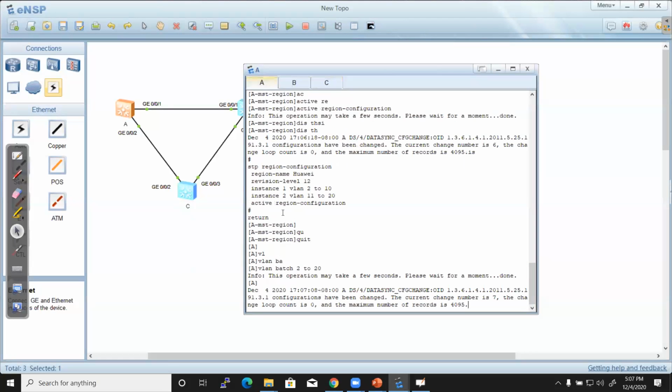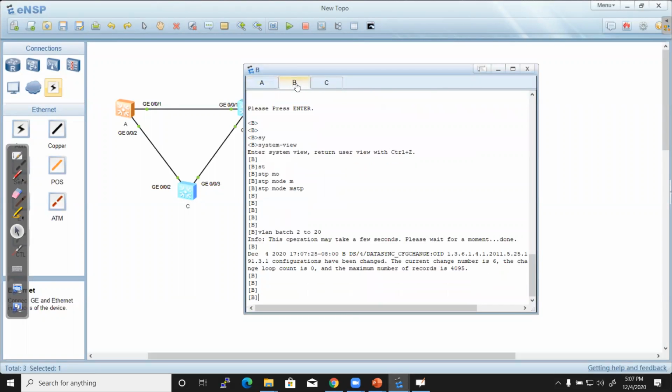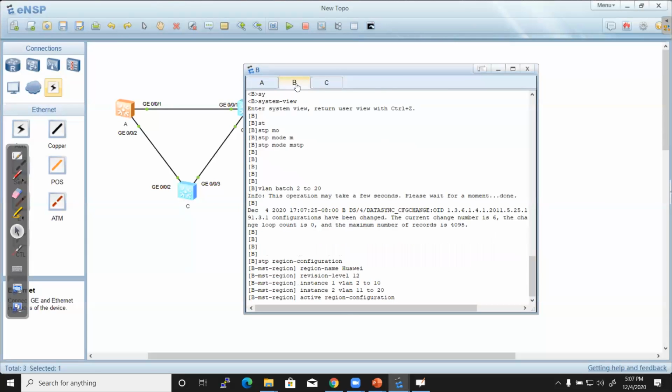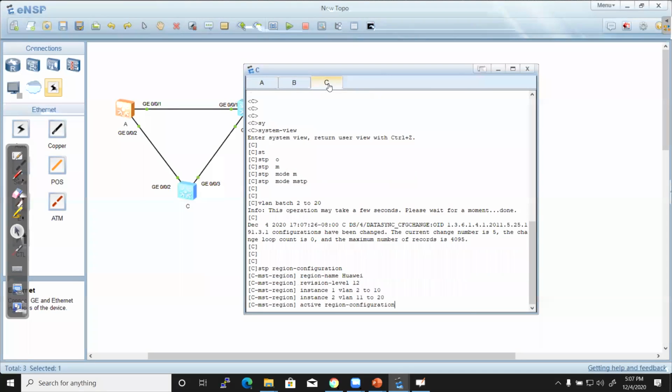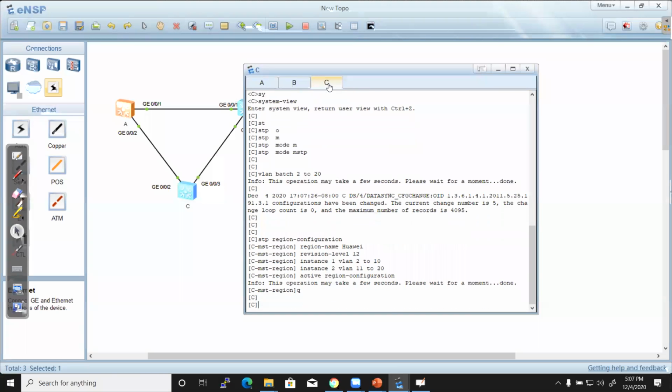And then you need to do these configurations on all the switches. I'm just copying this because the region name should be same. The number should be same on all the switches. In fact, this is case sensitive. If you write Huawei in capital letters and on the other switch you write this name in small letters, you cannot see the results. So you need to configure same things on all the switches. That's why I'm copying this and pasting on all the switches.